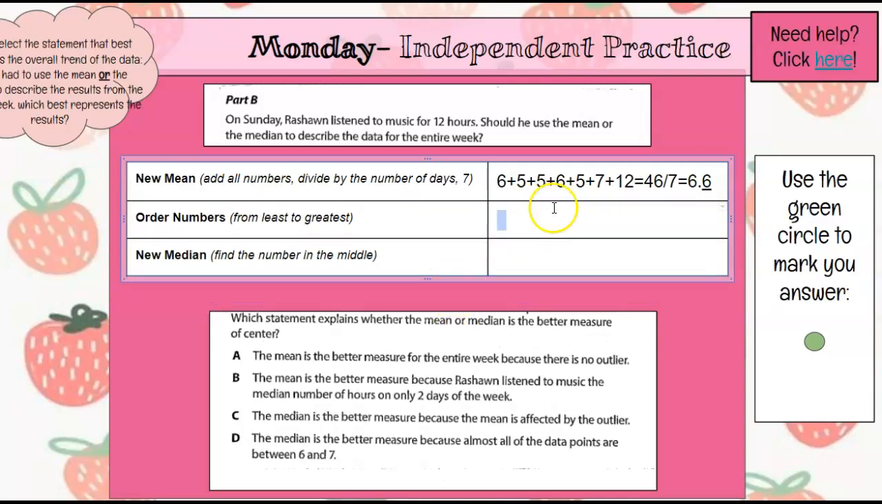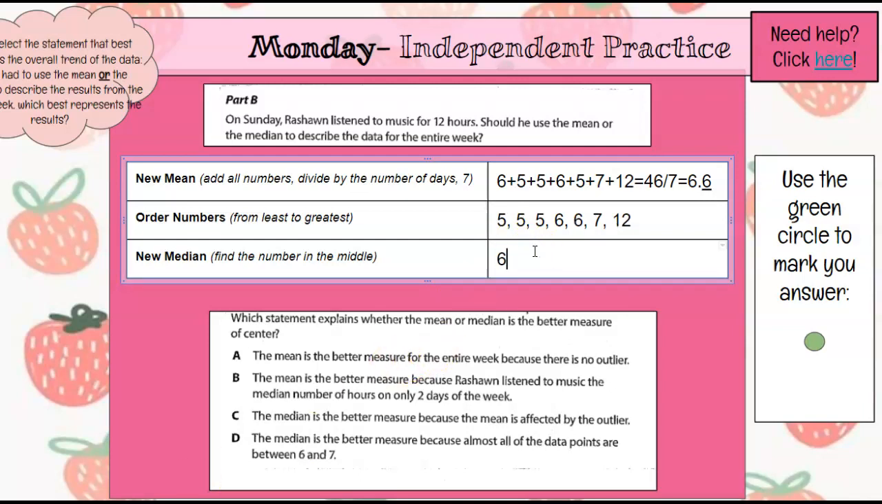Now I'm going to take my numbers and write them in order again. So 5, 5, 5, 6, 6, 7, and 12. Now I have an odd number of numbers, so I'm going to have a number that's exactly in the middle. So I can show that by crossing them out. And we end up with 6 being the number in the middle. So now that we have our new median and our new mean, let's compare. Is the mean going to be a better measure for the entire week because there's no outlier?